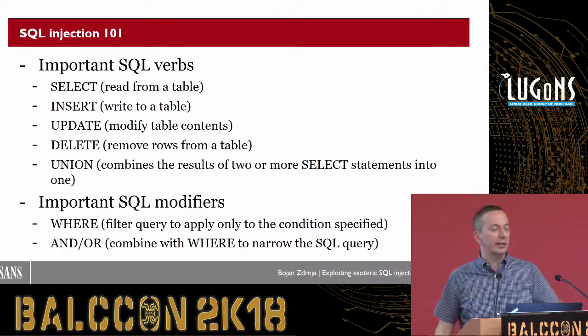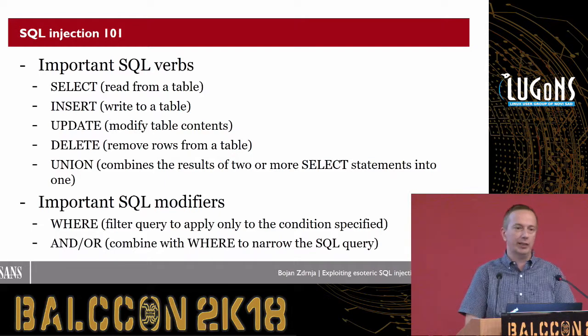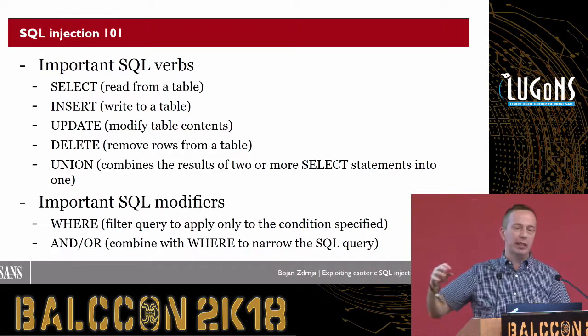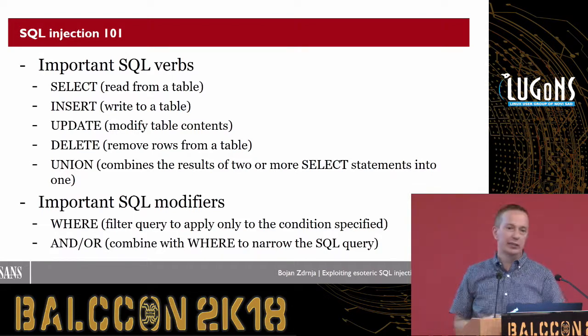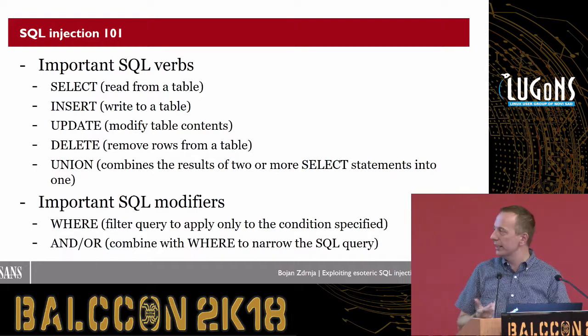Another important thing are SQL modifiers. With SQL modifiers, we can actually extend the SQL query and be very specific on what we want to retrieve. So our SQL query can be, for example, select star from table users where ID equals 1. So that's a very, very small, easy query.